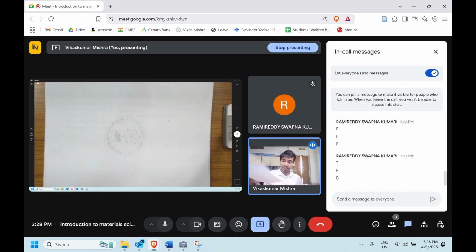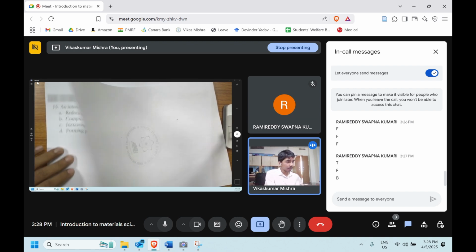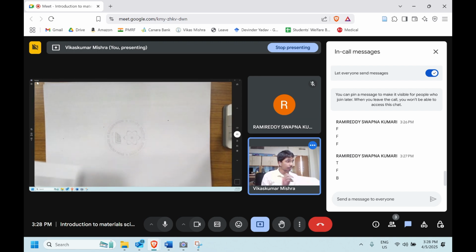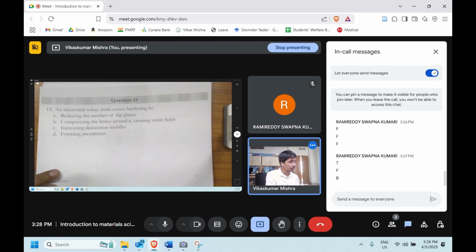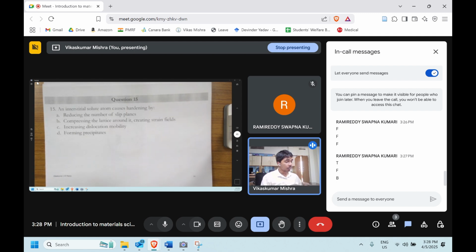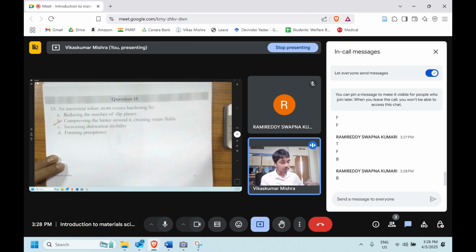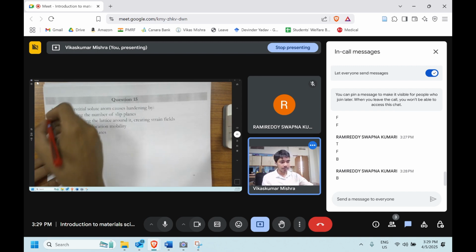Very good. Let's move ahead to the next question. Question number 15. An interstitial solute atom causes hardening by reducing the number of slip planes, compressing the lattice around it, increasing the dislocation mobility, or forming precipitation. Interstitial solute. Okay, very good. Compressing the lattice around it. It is what the case is with the zinc and copper system which we just discussed right now.